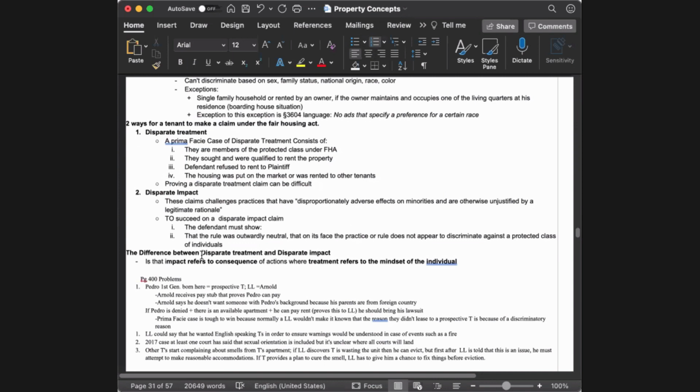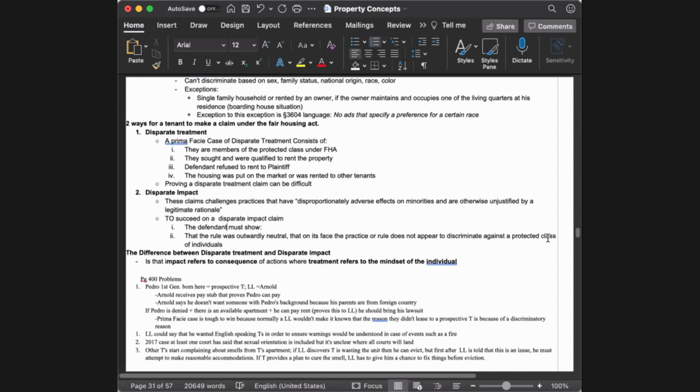A disparate impact would be something like, there is a rule that on its face isn't discriminatory, but the effect of that rule is discriminatory. And so the defendant shows that first, the rule was outwardly neutral, and that it doesn't discriminate against a protected class. I'm trying to think of how this would work. It's hard to come up with an example for this, just because these are also incredibly hard to prove.